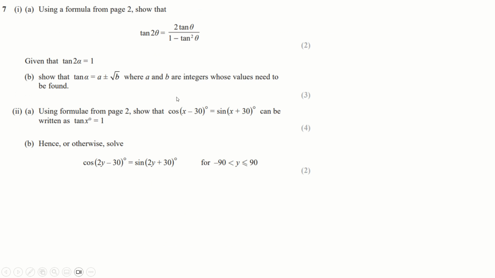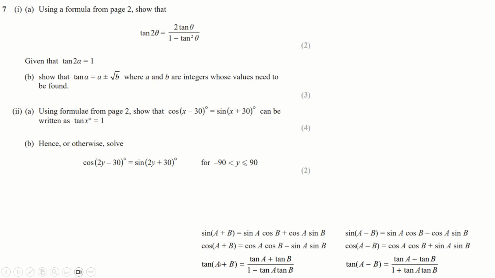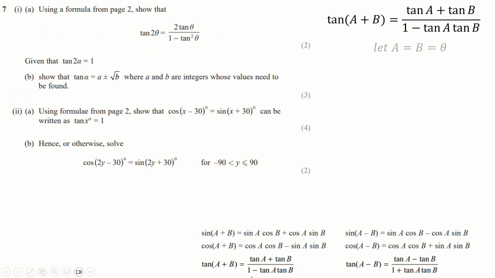So I didn't. Anyway, question 7. We've just done this, guys. Come on. So they want me to do this again. This one is the one that's useful. Just let a equal b equal theta. Put it all in. This is tan of 2 theta. This is 2 tan theta. This is tan theta squared.